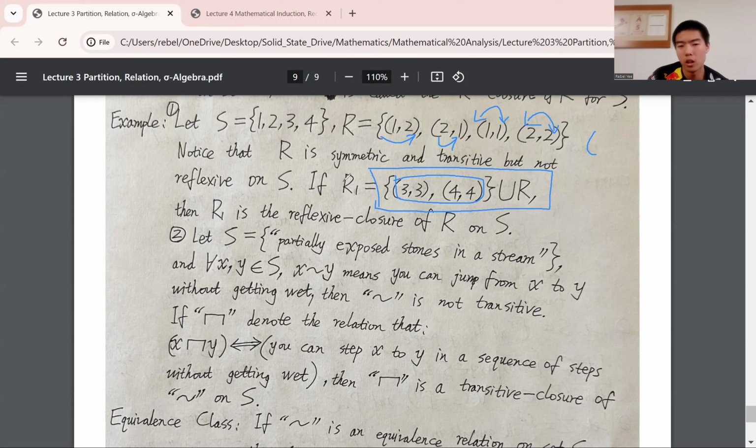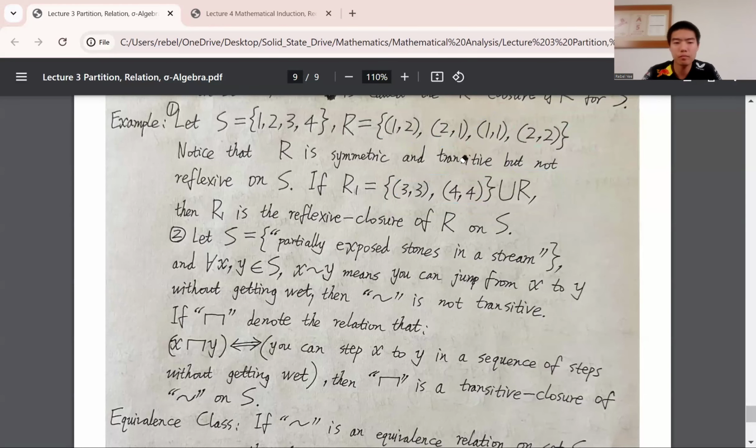So combined with the closure: if the new relation is reflexive, then it's called the reflexive closure. If the new relation is transitive, then we say it's a transitive closure. If the new one is a well ordering, a total ordering relation, then we say it's a total ordering closure of R on some set A or B. So this is how we define the set closure.